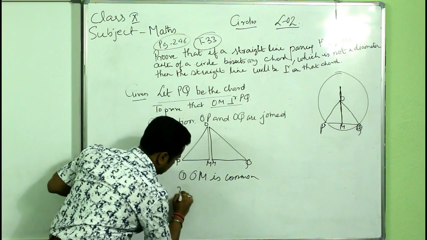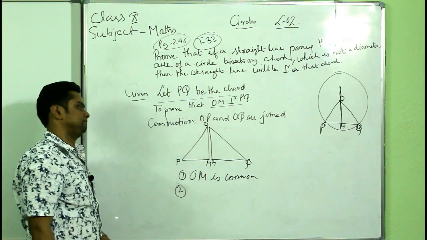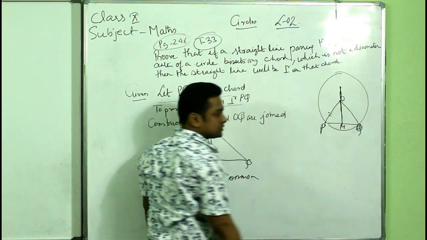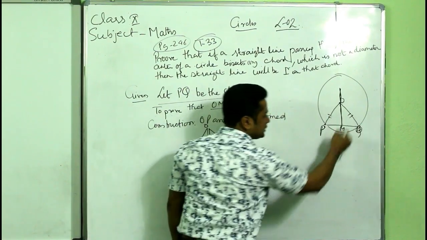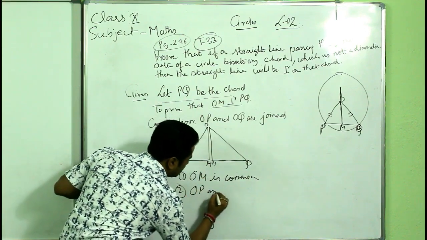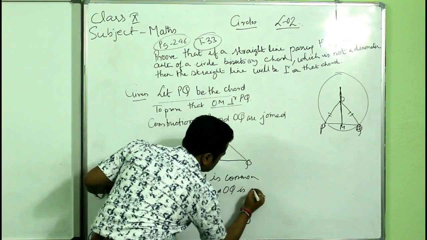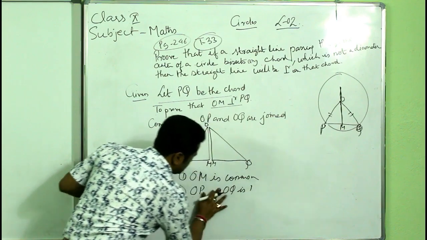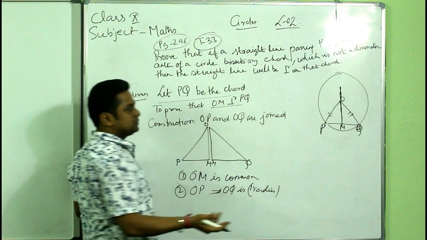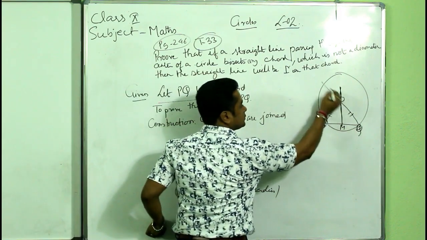Point 1. Number 2 point. Same thing, beta. What is this? Radius? Radius of the same circle? So OP and OQ. OP is equal to OQ. Why? Both are radius of the same circle. This is also equal. This is also.